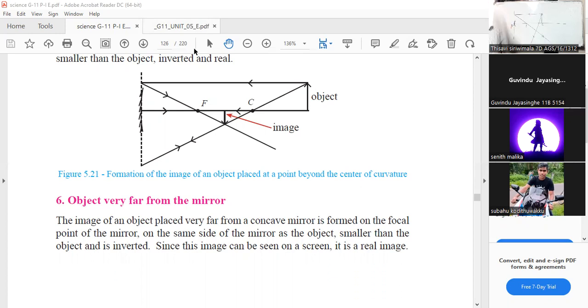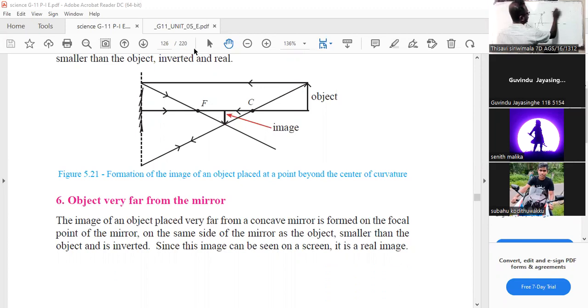So this is how you can draw it. So sometimes they draw the image in full line. So okay, doesn't matter. Either dotted line or full line. This object, this is image. So as you can see, the image is slightly smaller than the object, isn't it?